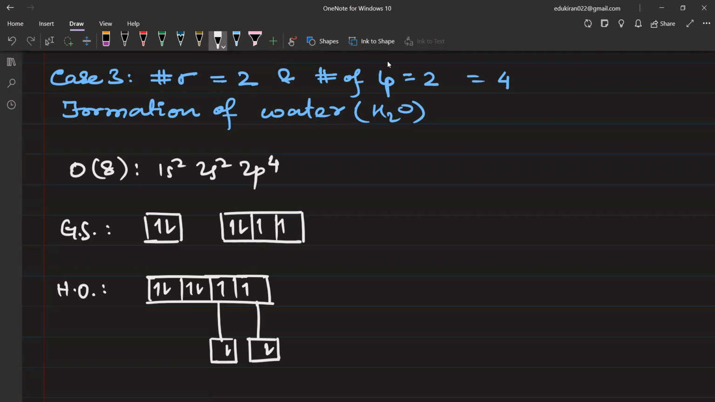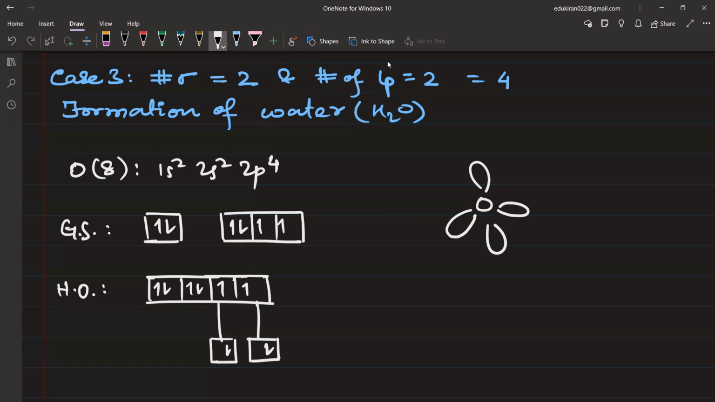Now, the water molecule shape will be something like this. There will be oxygen. There is one lone pair here like this, and another lone pair here like this. What is the electronic geometry now? The electronic geometry is still tetrahedral, because the hybridization is still sp3.